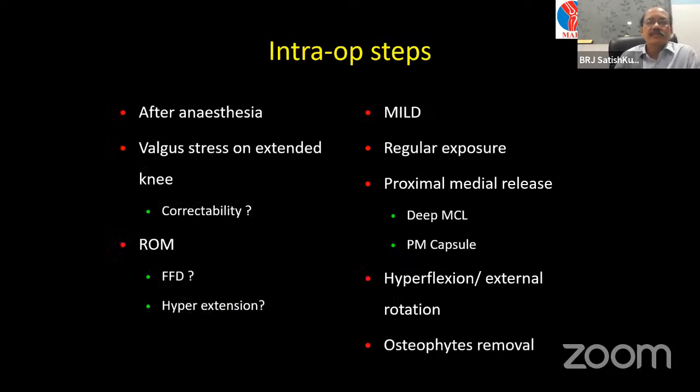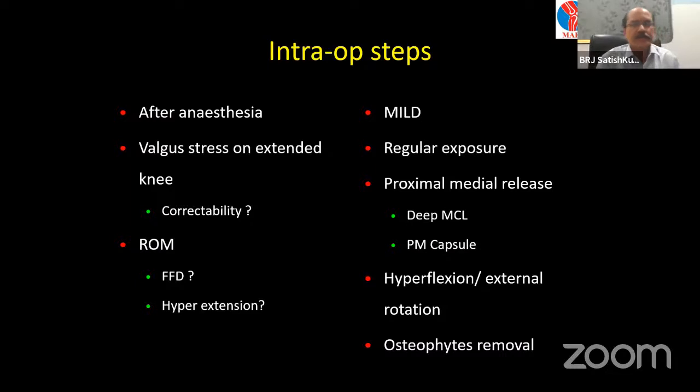So the intra-articular steps: after anesthesia, you give a valgus stress with the knee fully extended. You can check how much of the varus is correctable. And before draping, the surgeon has to check this correctability and the range, whether there is a full range of movement, and whether there is an associated flexion deformity or hyperflexion deformity.